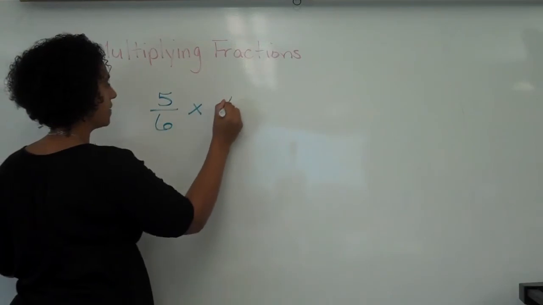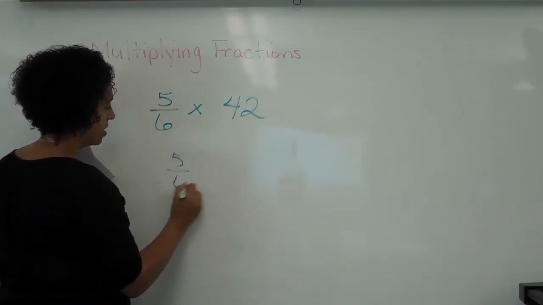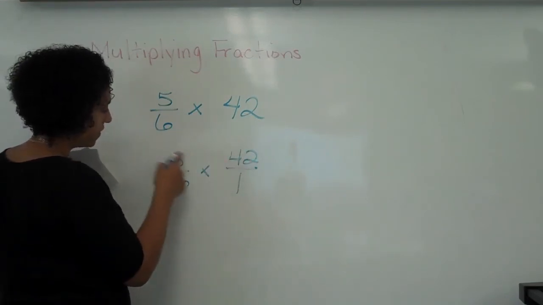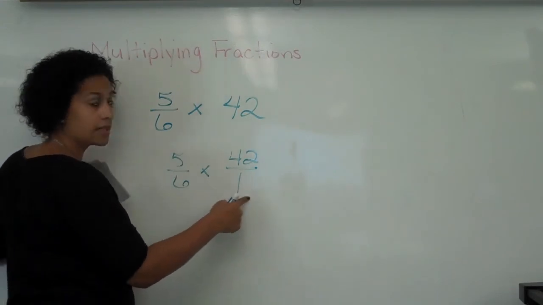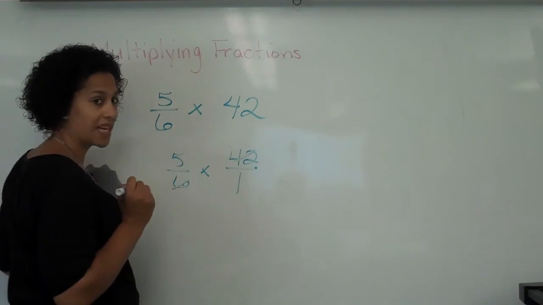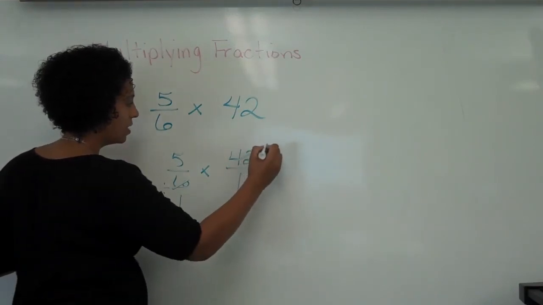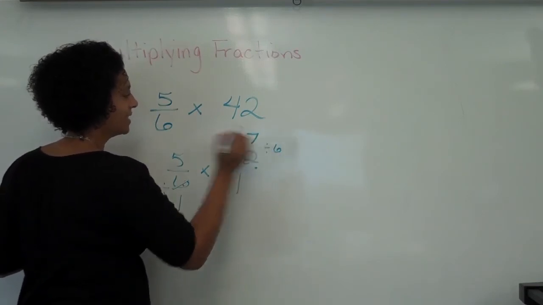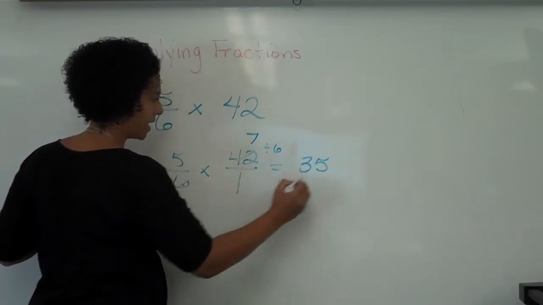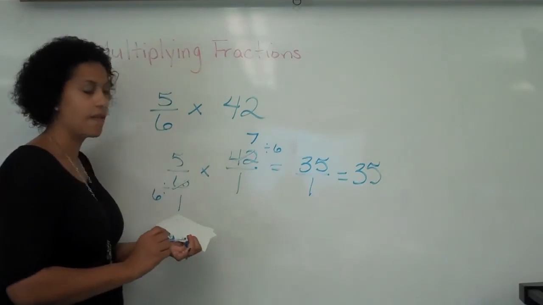5/6 times 42. Okay, step 1, make this whole into a fraction by putting a 1 underneath. Okay, cross-simplifying, 5 and 1. Remember, 1 is in its simplest form already. 6 and 42, I know that has something in common, and it's the 6. 6 divided by 6 is 1. 42 divided by 6 is 7. All right, 5 times 7, 35. 1 times 1, 1, which is the same as 35.